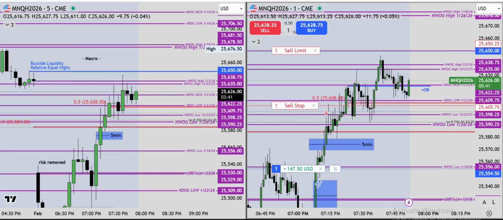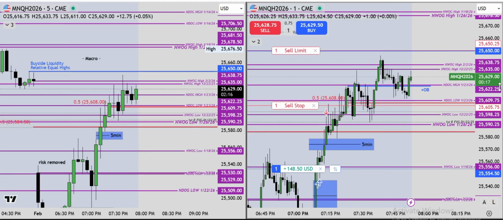We're getting strong displacement here, and we're finding displacement above this order block. Now I want price to reach up and tag that last limit order, but we eventually reverse here.